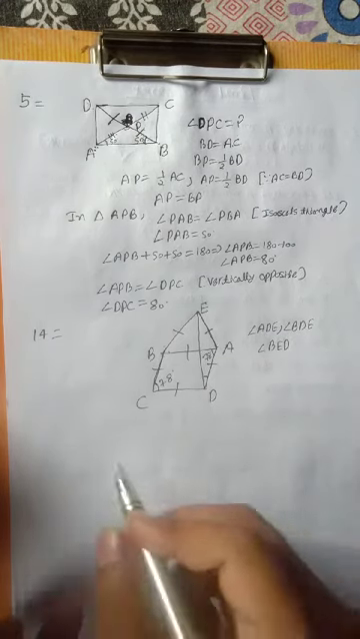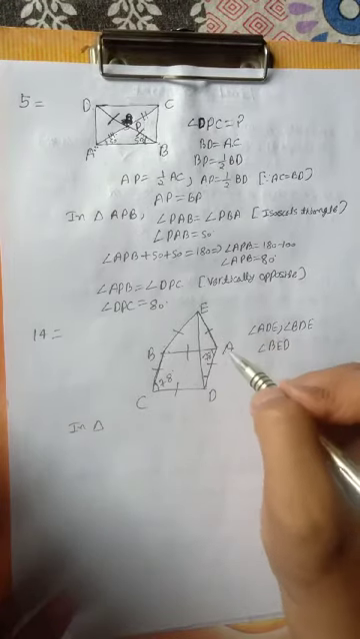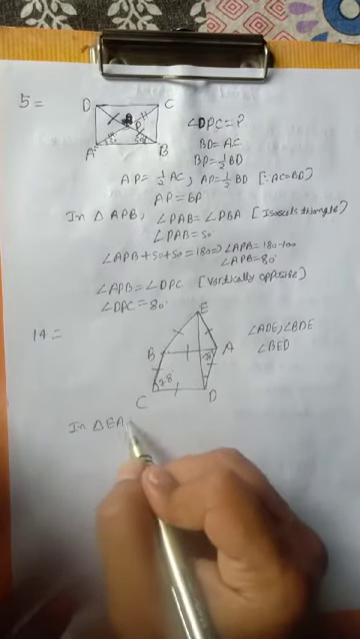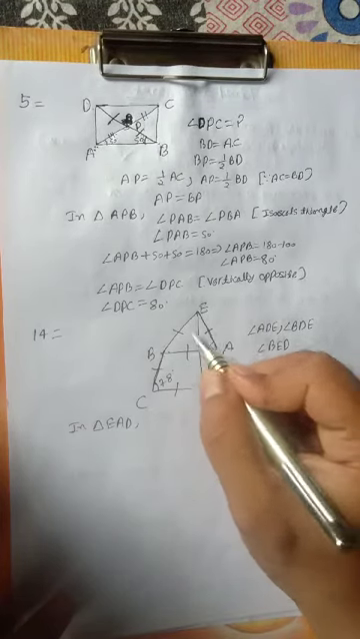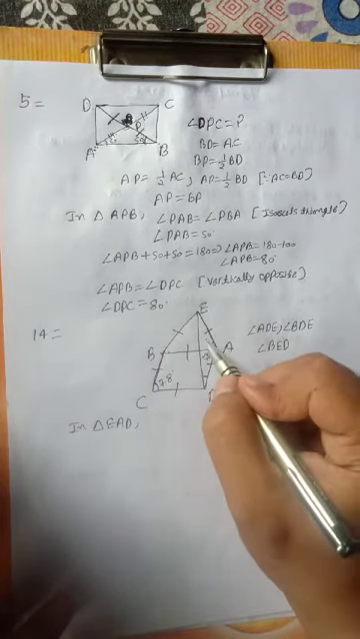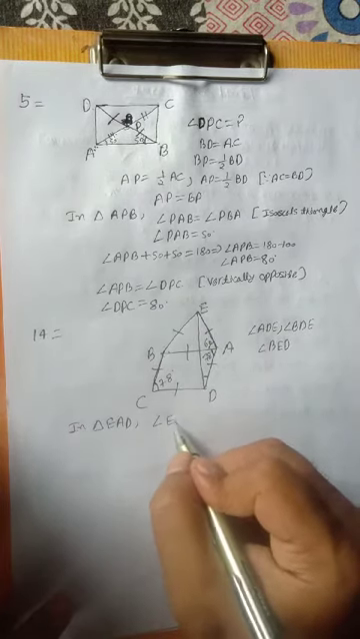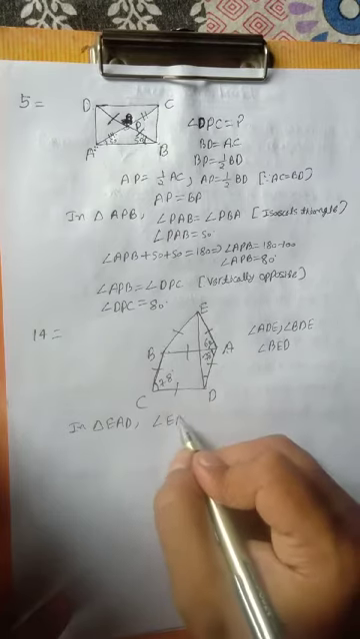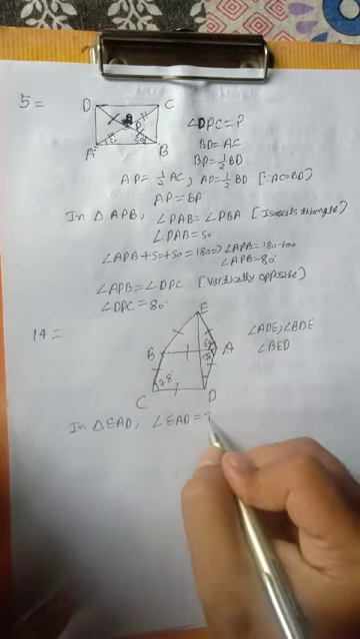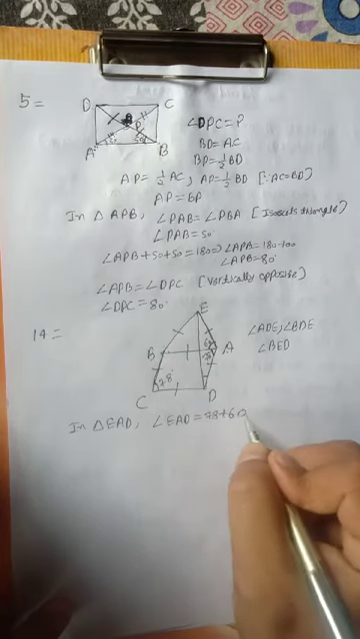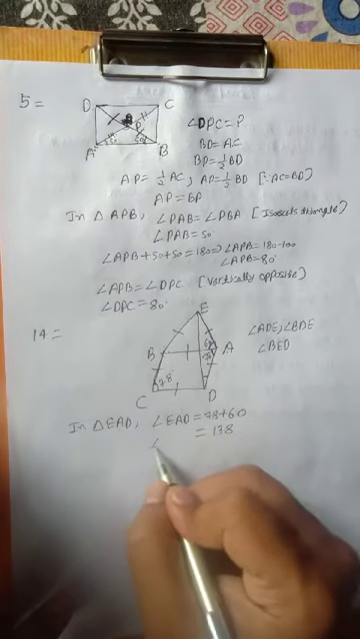Now we have to find ADE. We know that opposite angles of a rhombus are equal, so this equals 78. Okay, in triangle EAD, this angle is 78 and this angle of the equilateral triangle we know is 60. So angle EAD equals 78 plus 60, and 78 plus 60 equals 138.